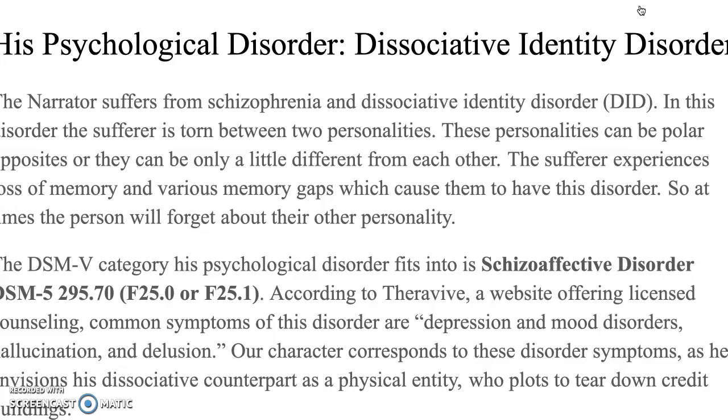The DSM-5 category is a psychological disorder, and it fits in the schizoaffective disorder DSM-5 295.7. And the subcategories are F25.0 or F25.1.